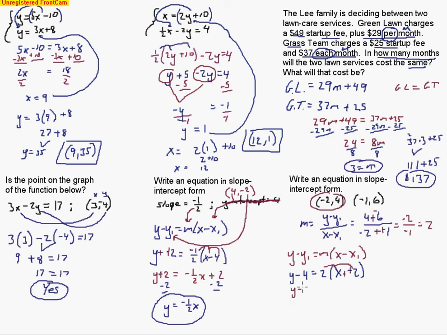So now I have y minus 4 equals 2x plus 4. So all I have is just one step here. I'm just going to end up adding this 4 to both sides. And I end up with this answer. y equals 2x plus 8. There is our answer. So those are the types of problems you'll see on tonight's homework.